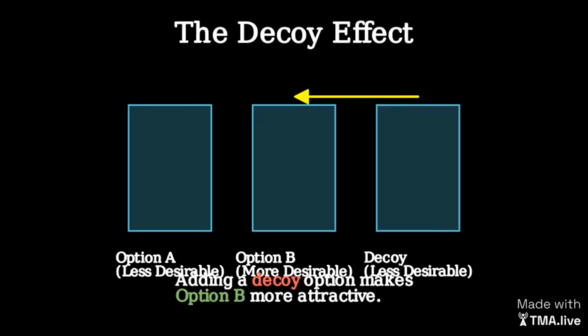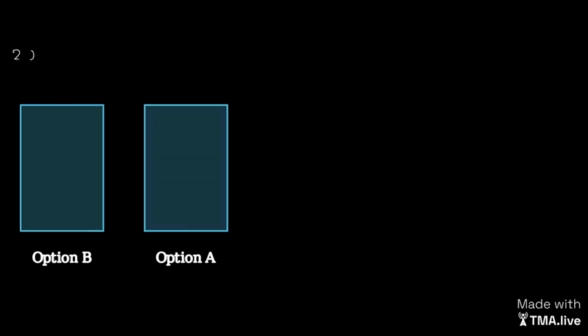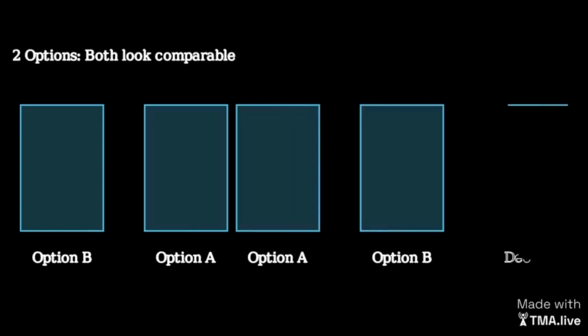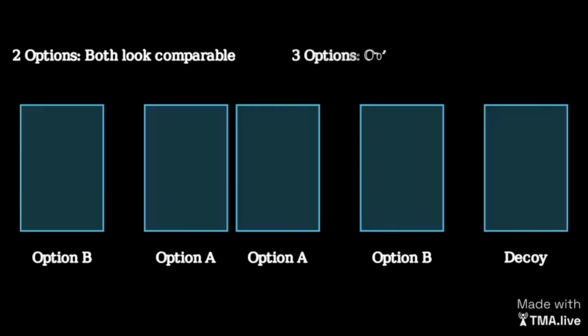Visually, with just two options, it's hard to see which is better. But with three options and a decoy in the mix, option B becomes the clear winner. The decoy makes option B seem like a much better deal. This is why three plans often feel better than two plans. With two options, we may hesitate. But by adding a decoy plan, the premium plan becomes the obvious choice. The decoy option makes the premium option look more reasonable and appealing.